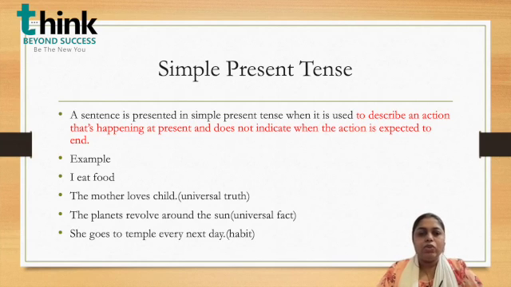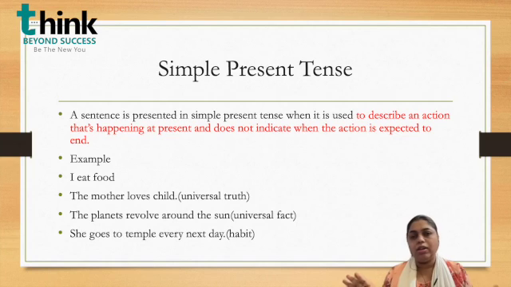Like, the planets revolve around the sun, so it is a universal fact. All planets revolve around the sun. Nobody can say that after a certain period all planets will stop revolving around the sun, or that they will start revolving around the moon or earth. No one can predict.